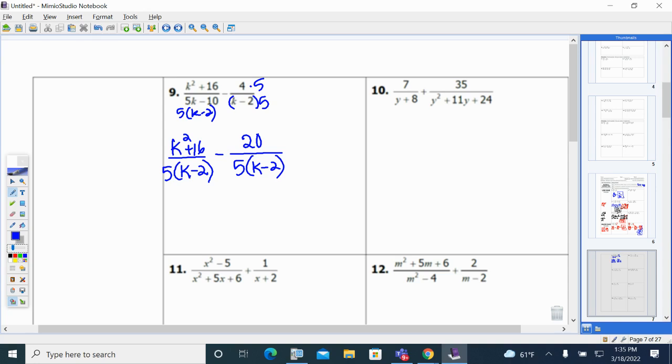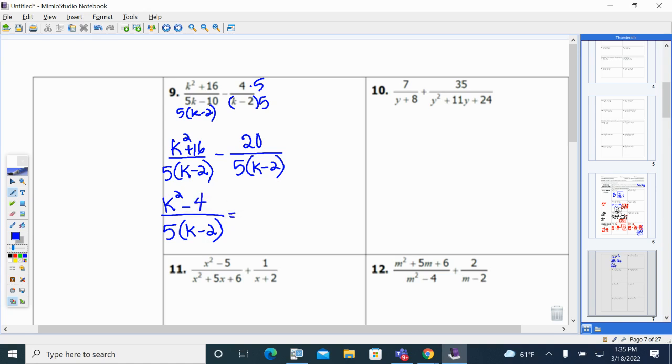Remember that when you're doing this, your denominator is not going to change. And we're going to take k squared plus 16, and we're going to subtract 20. You'll notice I haven't been distributing these last couple, and that's just because it's been a monomial on that second fraction, so I don't feel like I have to distribute that negative. So I'm going to take k squared minus 4.